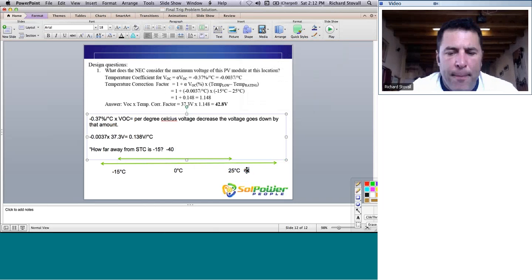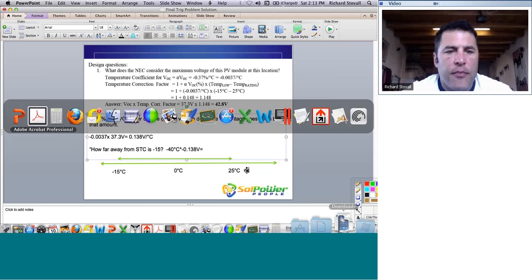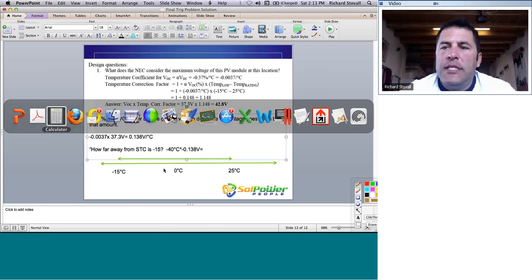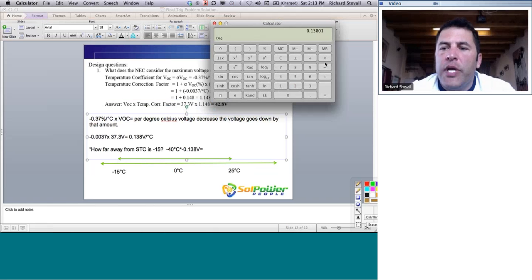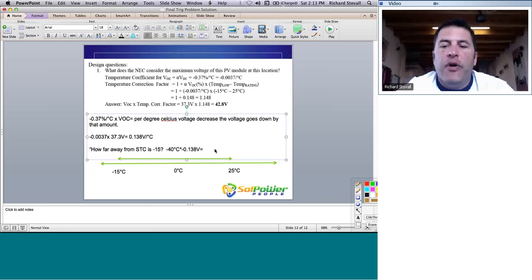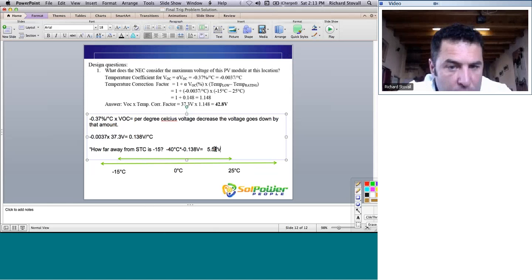So if we multiply 40 degrees Celsius times the negative 0.138 volts, we get some number that is the absolute value times 40. The two negatives multiplied together is positive, right? Negative 40 times negative 0.138 becomes 5.52 volts. That is the voltage change per module that you should expect on the coldest day.